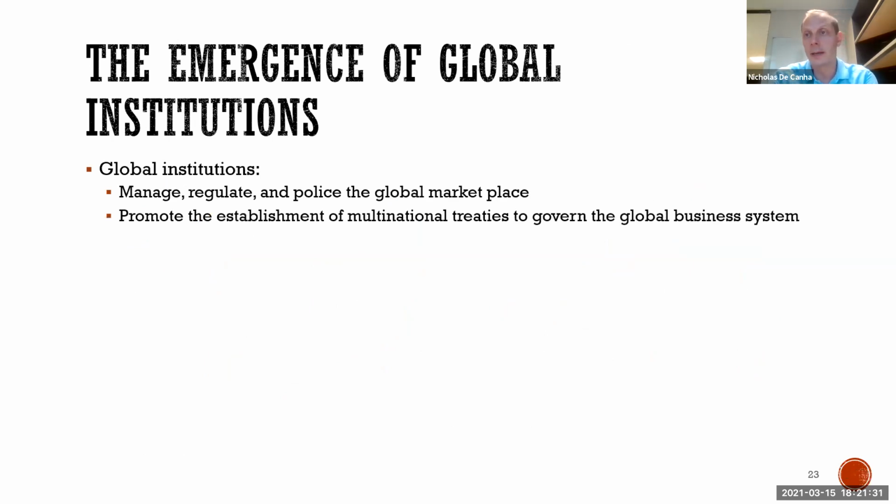So global institutions came about really from post Second World War, and they've evolved over time. But the idea was to manage, regulate, and police the global marketplace. And that was to prevent some of the really disastrous things, and we'll touch on that, that happened, let's say, over time.